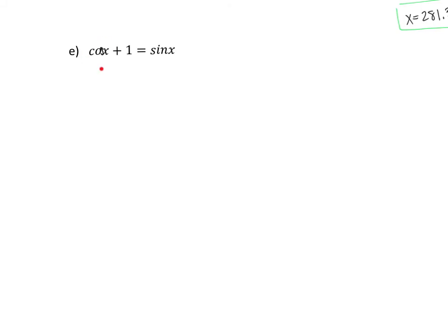This one's a little bit trickier because you have a cosine and a sine to work with. And this is different from what we're used to seeing because most of the time we've always had like terms. So when you have this situation, one of the tricks is to try to do some sort of manipulation.